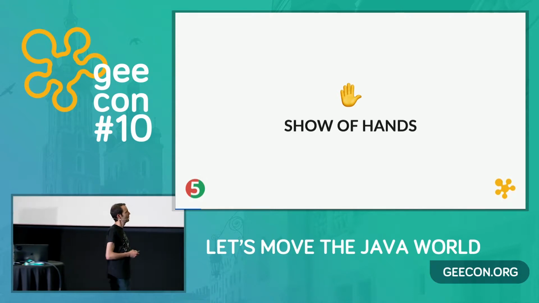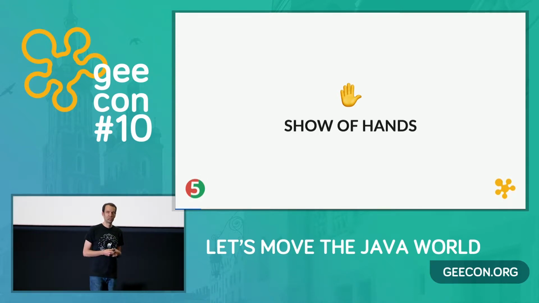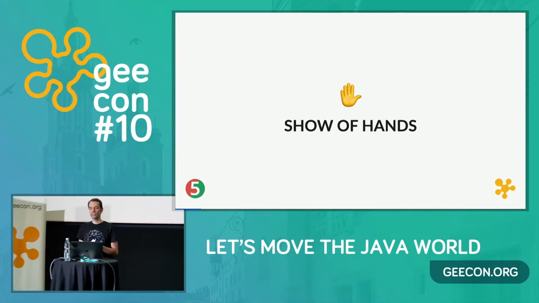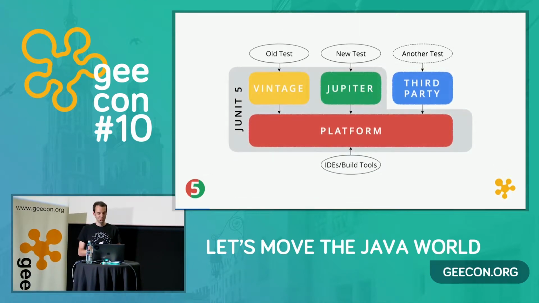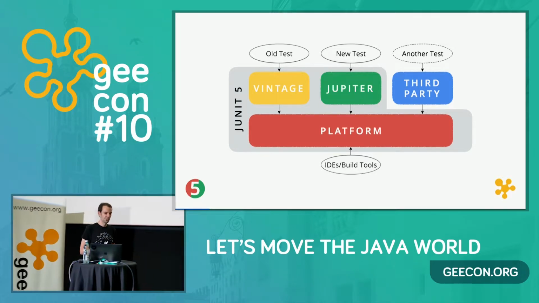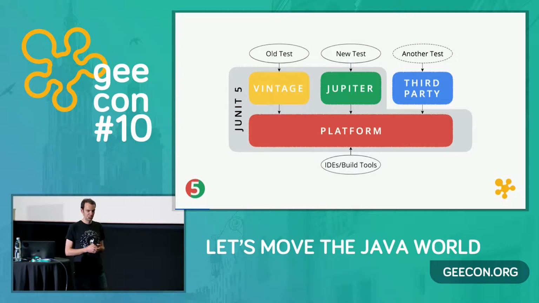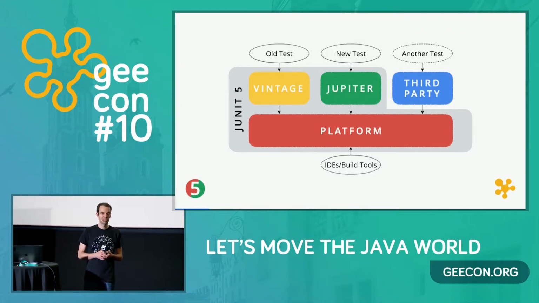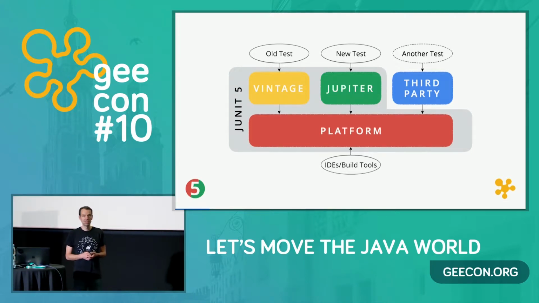I'm not gonna do a gentle introduction to JUnit 5 in general. I'm just gonna give you the very brief introduction of what it is and what the big picture in terms of the architecture looks like. So that's this picture. JUnit 5 is actually not one artifact, one thing. It's comprised of the platform, Vintage, and Jupiter.